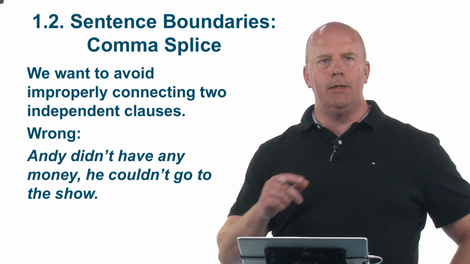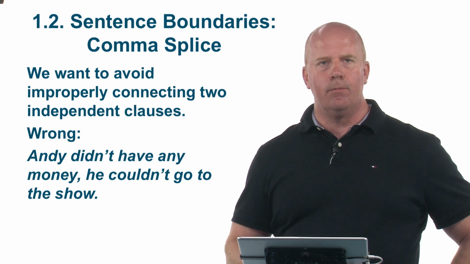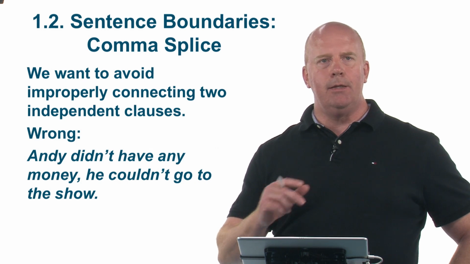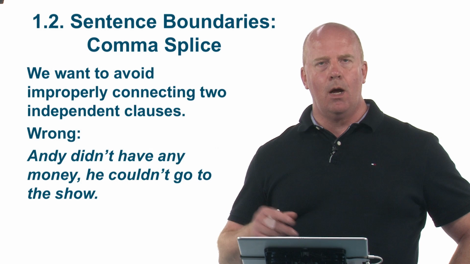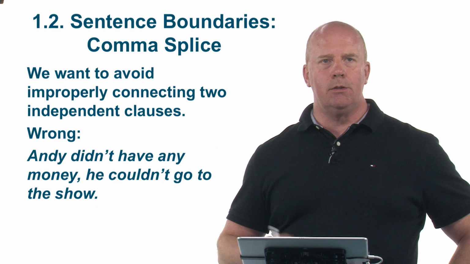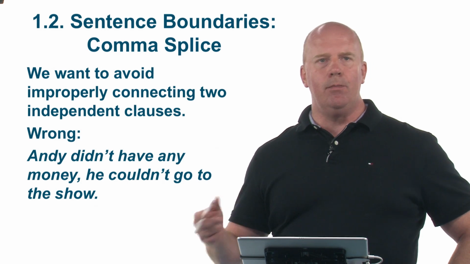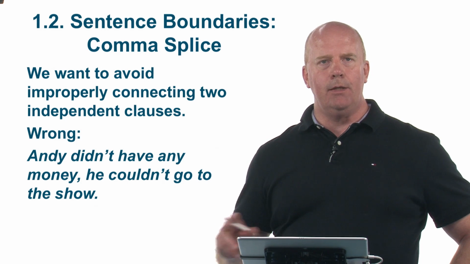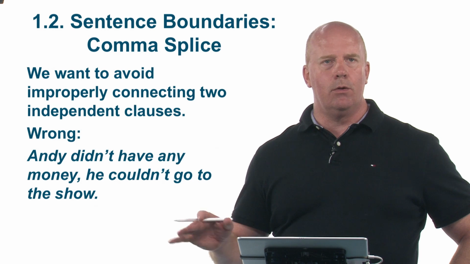So we could say, Andy didn't have any money, semicolon. He couldn't go to the show. That's fine. Andy didn't have any money, comma, so he couldn't go to the show. There we go. We just connected it with a conjunction. Or, Andy didn't have any money, period. Capital H-E. He couldn't go to the show.